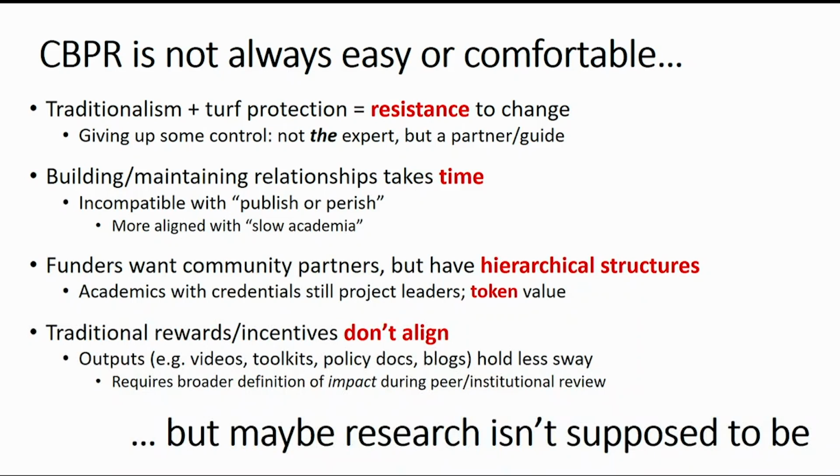We're like, I just spent 12 years at grad school, surely I can be the expert now. But we're not the experts in everything. So community-based research really requires you to take a different attitude. Also, building and maintaining relationships is hugely time consuming. You have to see it as an investment. It's not easily compatible with this publish or perish frantic pace that we are finding ourselves in more and more. It's better aligned with slow academia.